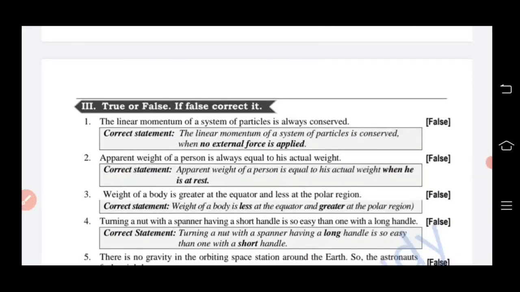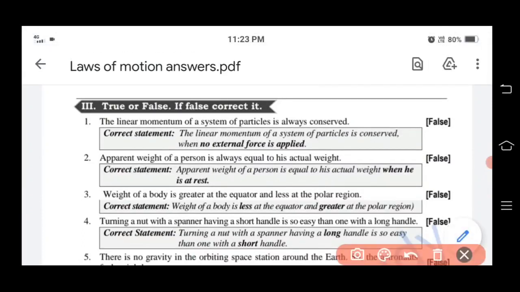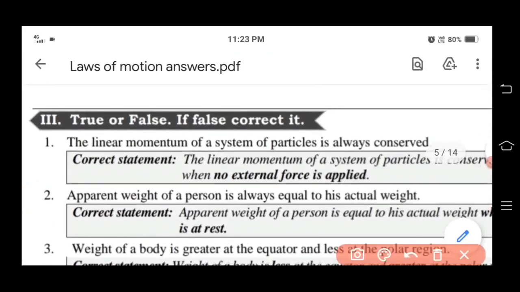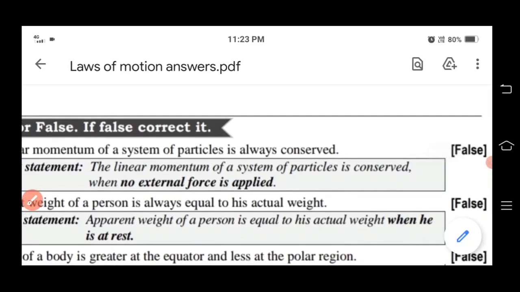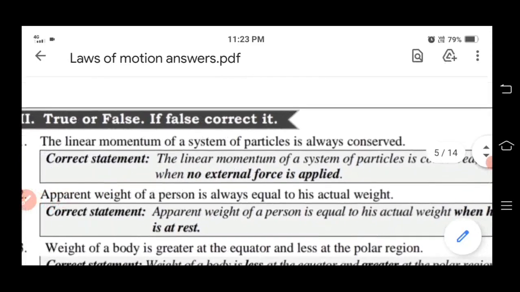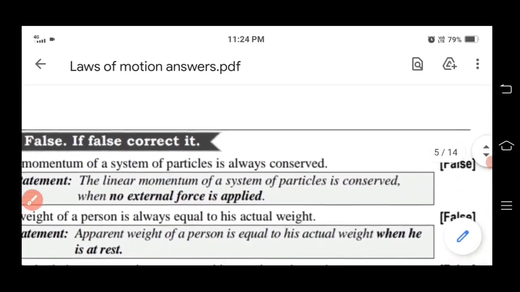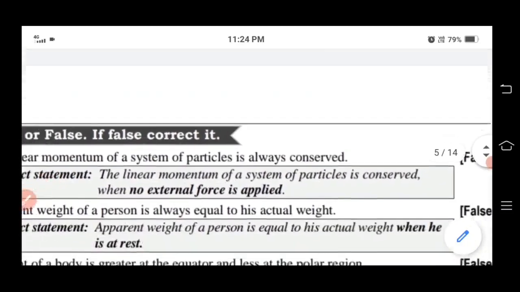Our next topic is true or false. If false, correct it. First question. The linear momentum of a system of particles is always conserved. The correct statement is: the linear momentum of a system of particles is conserved when no external force is applied. So the answer is false.